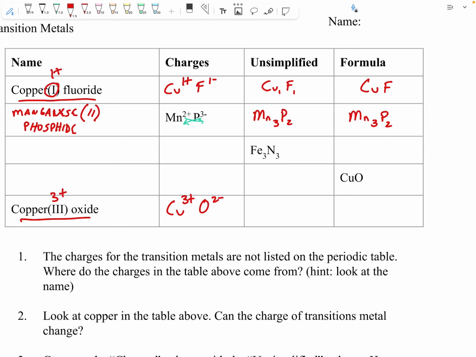So what we're going to do now is just take those numbers. We're going to take that one and put it there. Take that one and put it there. And then the unsimplified version is Cu2O3. And since it can't be reduced down any further, it's going to be Cu2O3.